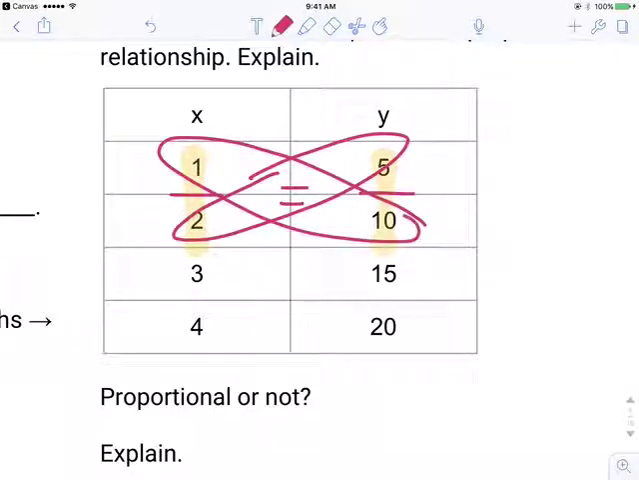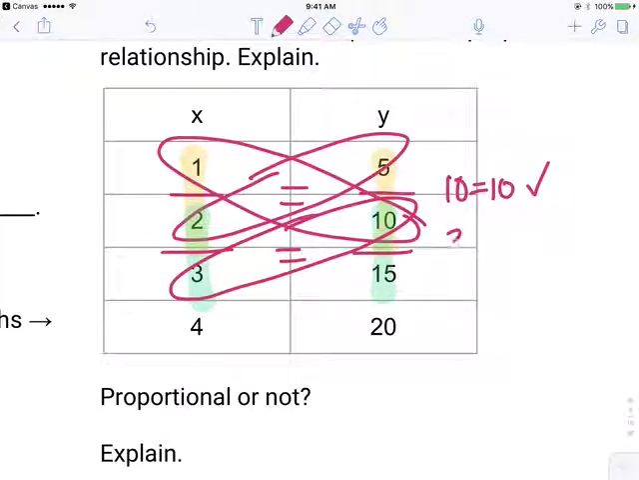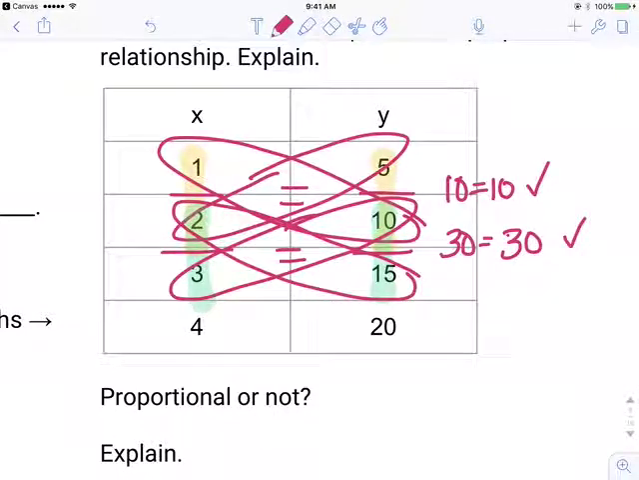And 1 times 10 is 10. So 10 equals 10. So that's proportional right there. Now, I like to check further. So I'm going to say, okay, well, let's look at 2/3 and 10/15. Are they proportional? So 10 times 3 is 30, and 2 times 15 is 30 as well, so those are directly proportional.